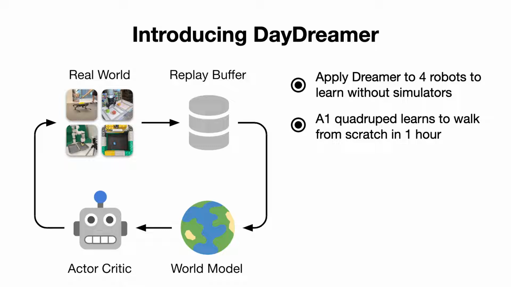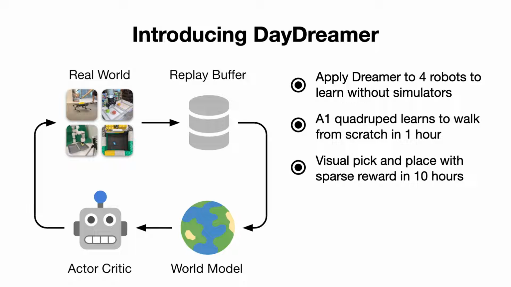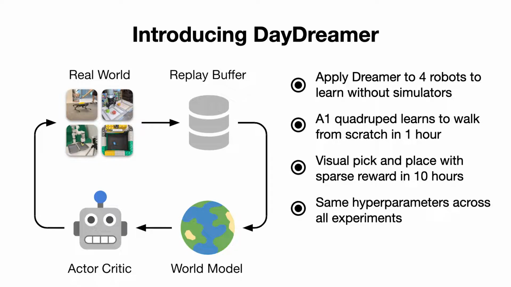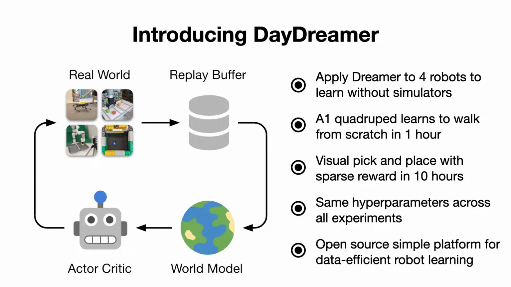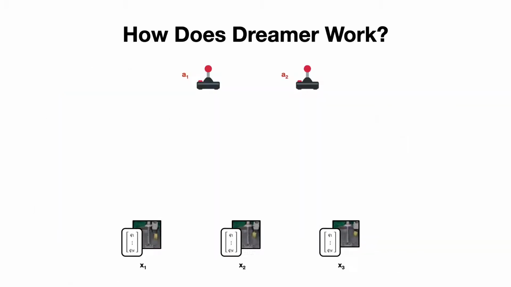In the first experiment, an A1 quadrupedal robot learns to walk from scratch in 1 hour. We also learn visual pick-and-place policies from sparse rewards. Using the same hyperparameters across all experiments, we achieve good performance. We open-source the project code to allow other researchers to perform data-efficient robot learning in the real world.